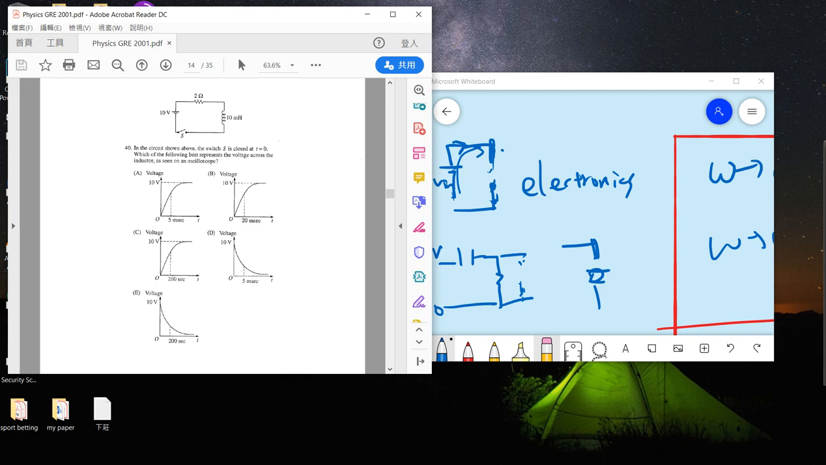Okay, so 40, what we need is just solving the differential equation. Basically, this is an RL circuit, and which one is the answer? Okay, nice. Somebody will ask you about the voltage across the inductor.